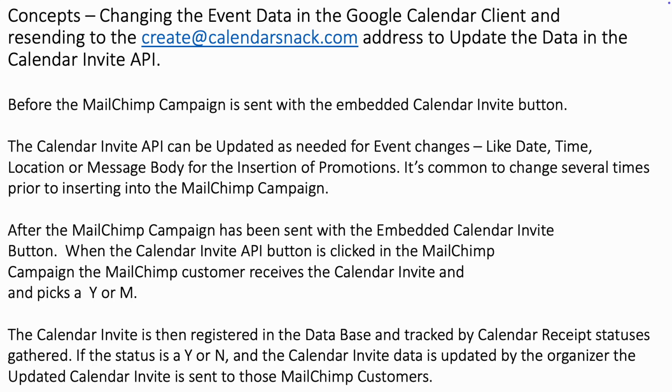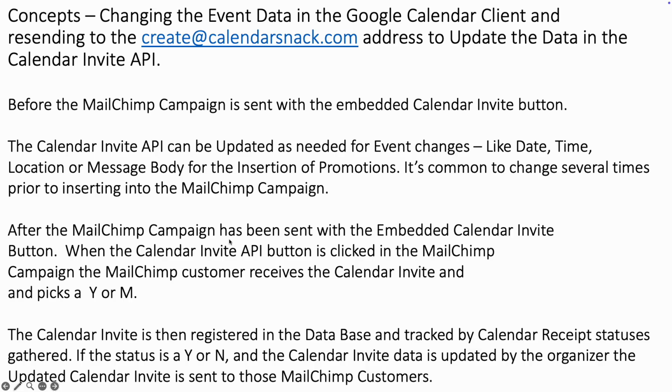So the concepts here in recap are changing event data in the Google Calendar client and resending to the same create command address to update the data in the Calendar Invite API. This is commonly done, thousands of times a day with our customer base. So before the MailChimp campaign is sent with the embedded Calendar Invite button, the API can be updated as needed for event changes as I review date, time, and message. It's common to change several times. After the campaign has been sent with the embedded Calendar Invite button, the API can be updated post-sending.